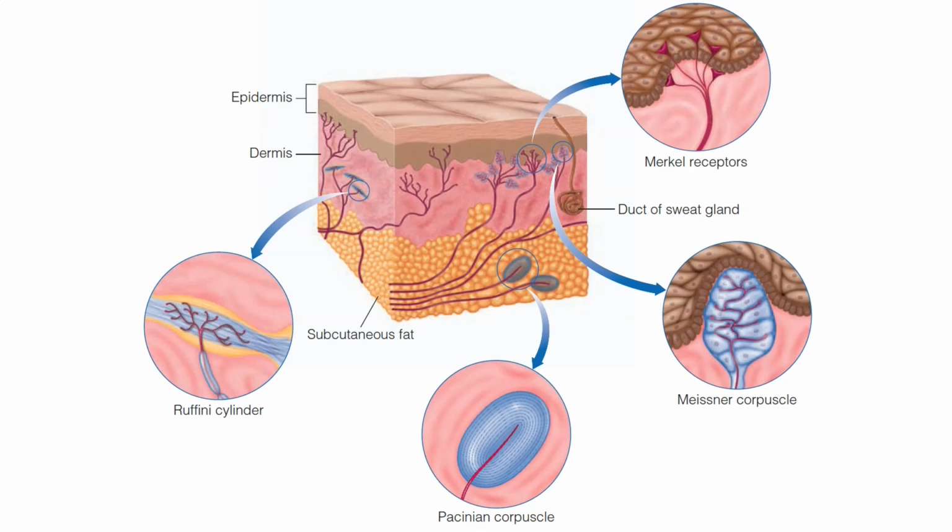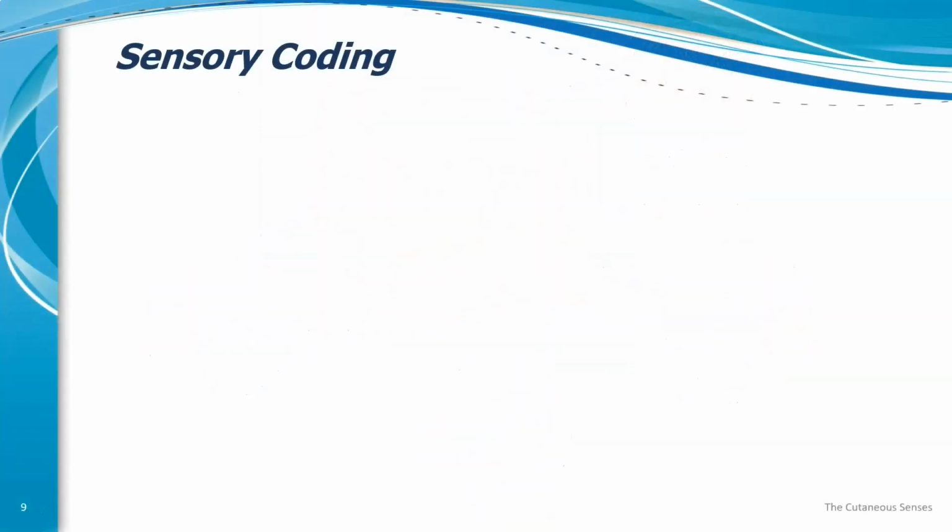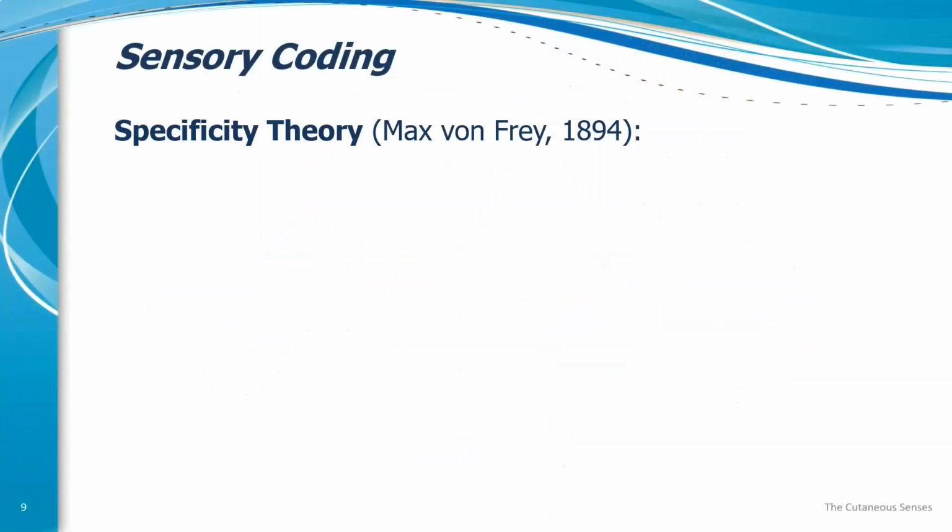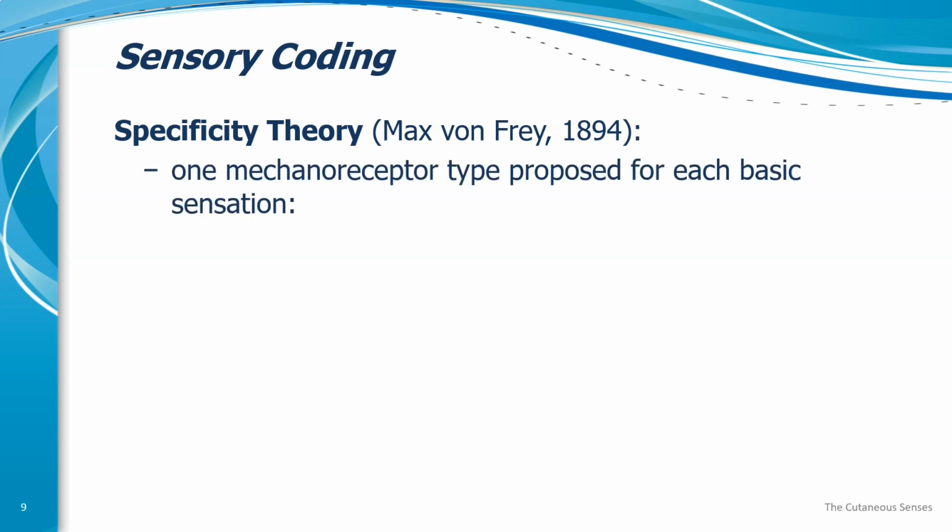Okay, so let's start to go to an explanation of this. First attempted by specificity theory, which is based on the idea of specificity coding, first proposed by Max von Frey in 1894. Now, von Frey didn't have a lot of tools at his disposal. He could dissect things out and look at them under a microscope and try to make some guesses, which basically is what this is.